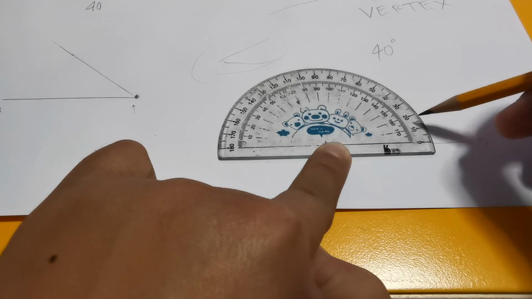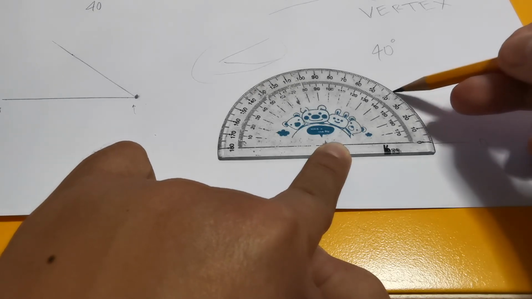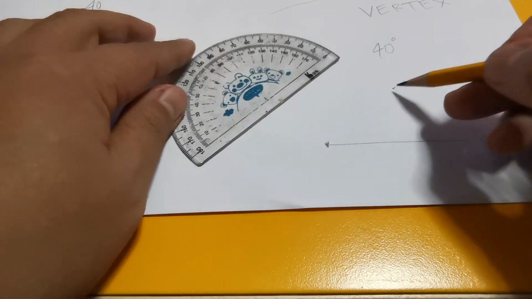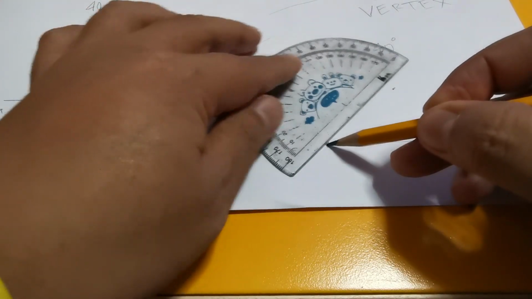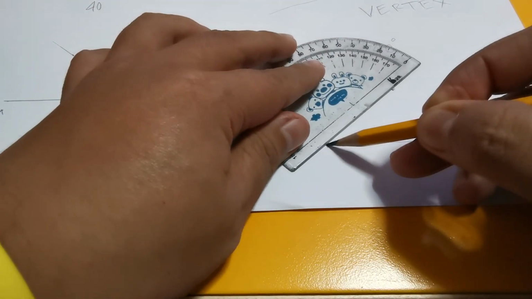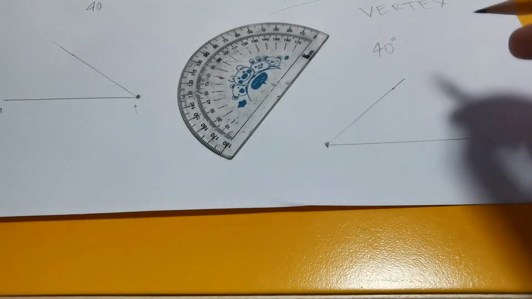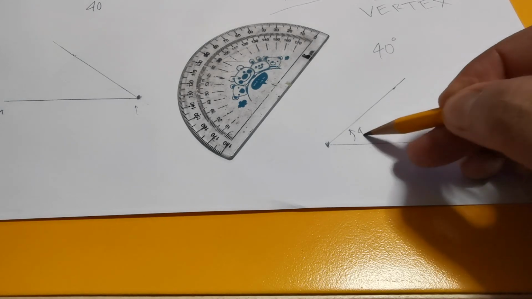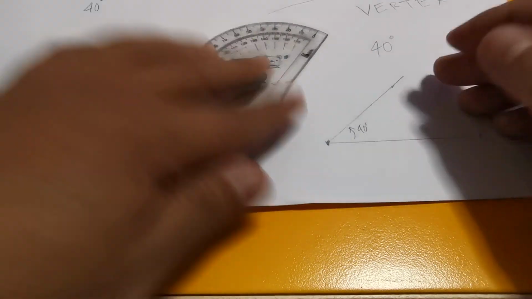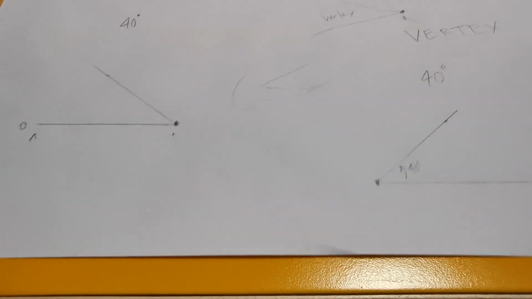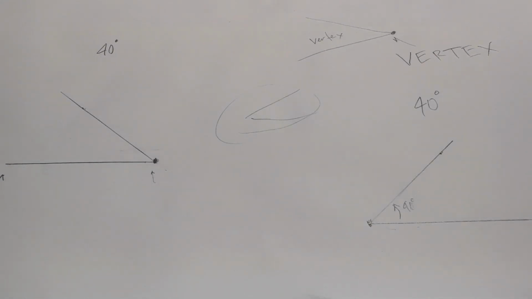0, 10, 20, 30, 40. Mark it there. Then, again, just join your two points. Draw the line. And that's it. You now have your 40 degrees. So that's basically how you draw an angle. Okay?